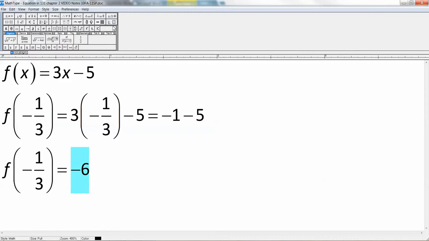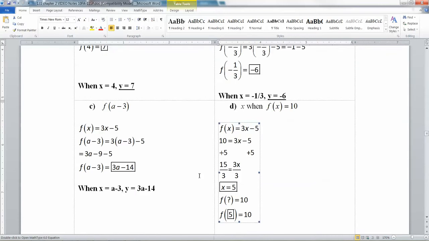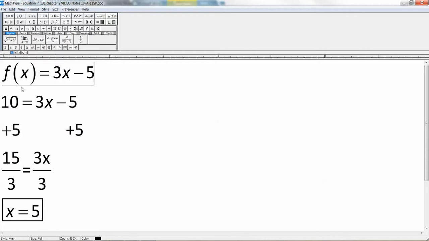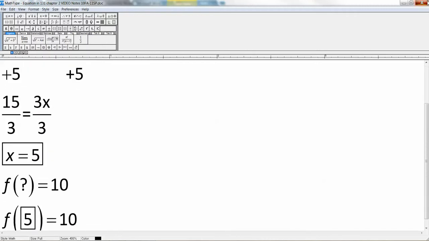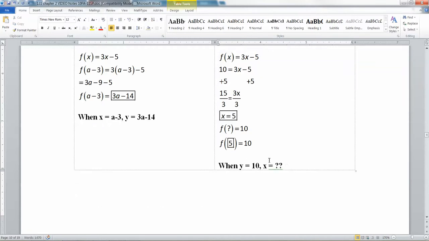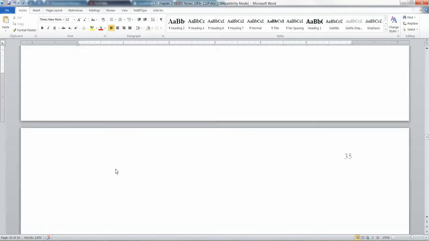So f of negative 1/3 equals negative 6. The boxed parts are the parts of what I was searching for. On this one, the boxed part that I was searching for is actually inside, right? I didn't know what x was. I just knew that the whole thing was equal to 10, so I knew y was 10. So when y is 10, x is 5. All right, now what about the next question?